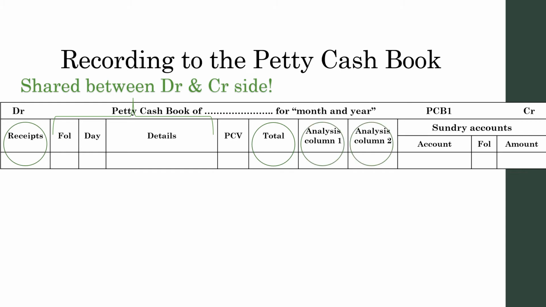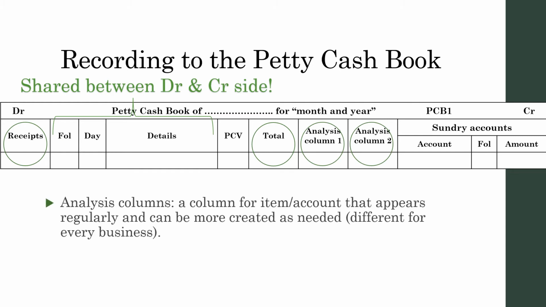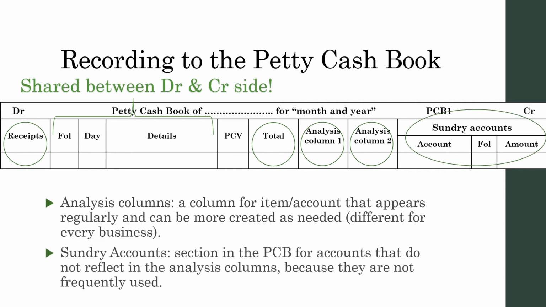The analysis columns in the petty cash book. These are columns for items or accounts that appear regularly and can be more depending on the business. The sundry accounts. This is a section in the petty cash book for accounts that do not reflect in the analysis columns because they are not frequently used.